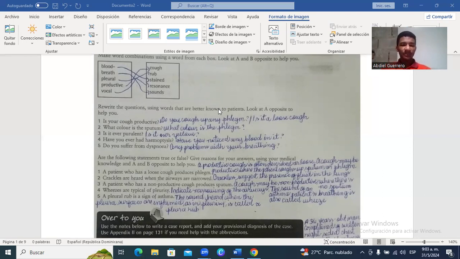Have you ever had a hemoptysis? Have you noticed any blood in it? Do you suffer from dyspnea? Any problem with your breathing?